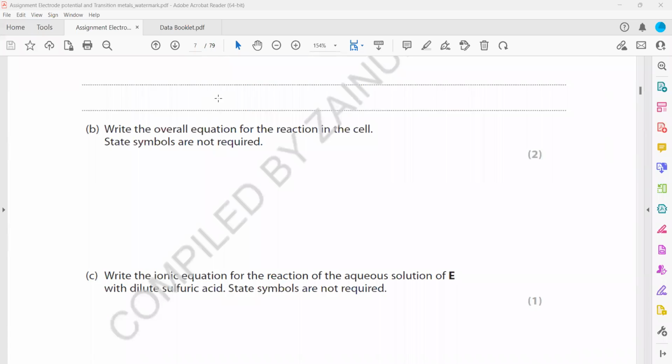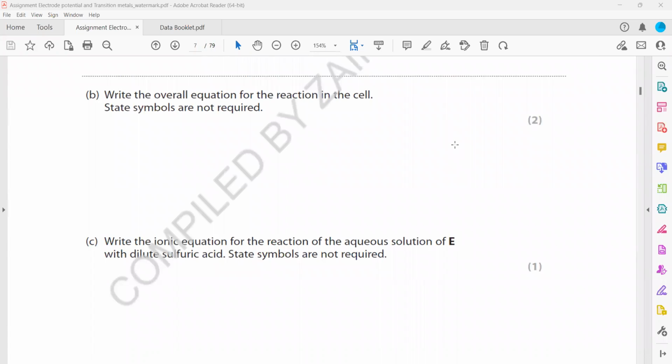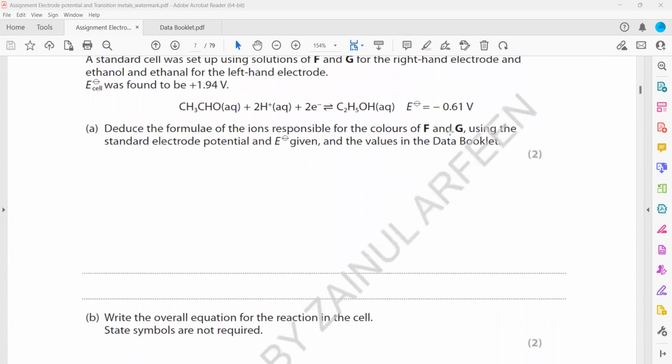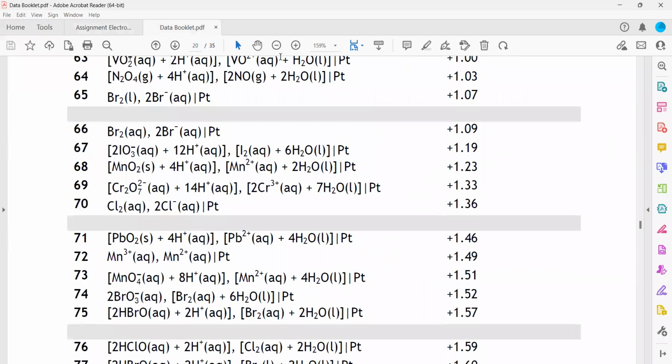So in the next question, write the overall equation. Write the overall equation for a reaction in a cell, and state symbols are not required. So how can you write an overall equation? Look, when we worked it out for the chromate, this was the equation: Cr2O7, 14, then 2 chromium and 7H2O. That was the equation.